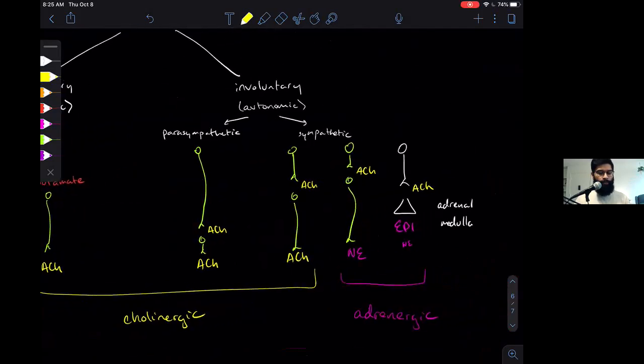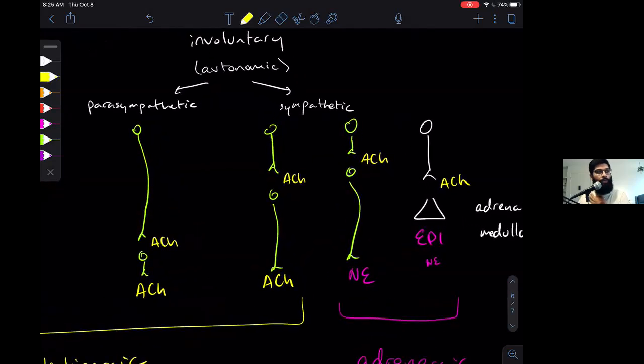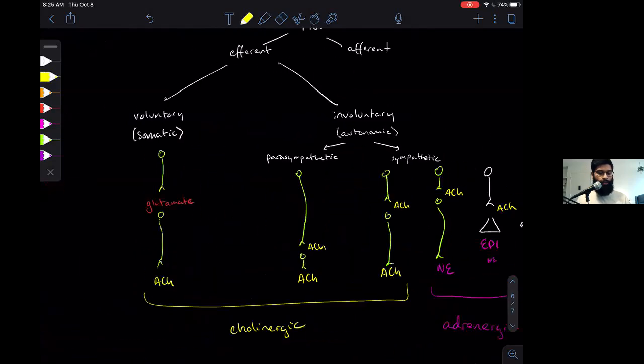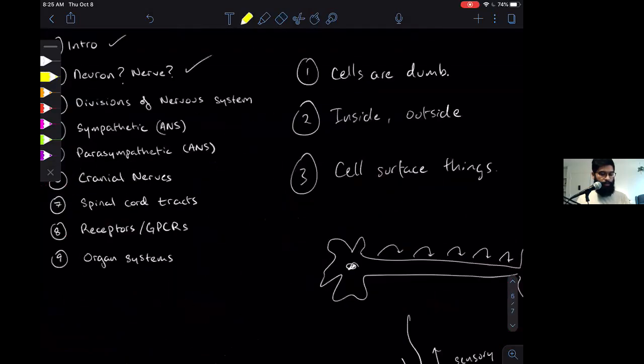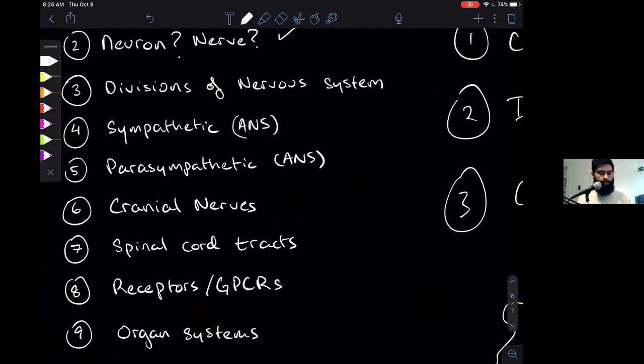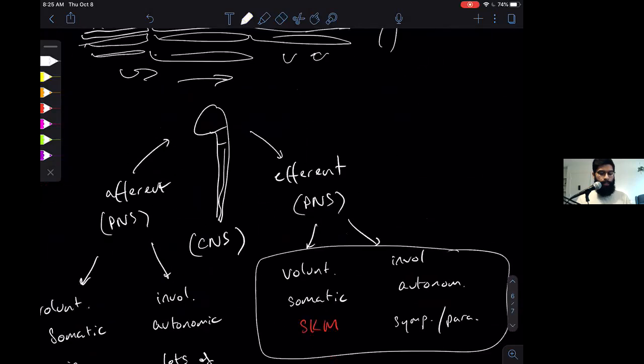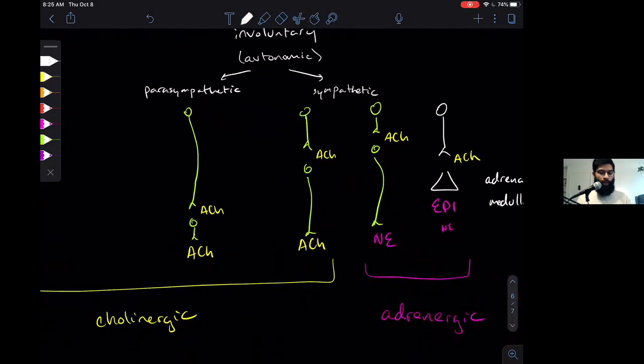So we've divided up the autonomic nervous system into the sympathetic and the parasympathetic. And now let's look at this anatomically. And so right now we're kind of finishing up the divisions of the nervous system, and we're kind of going into what is sympathetic and what is parasympathetic. All right. So another way that this can be divided up is anatomically.